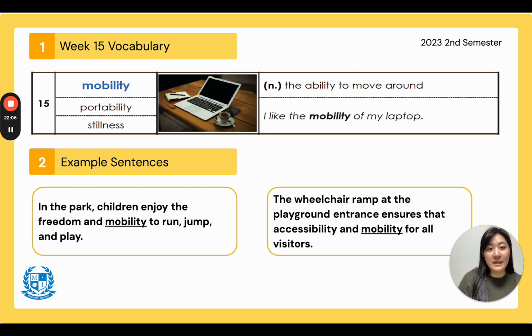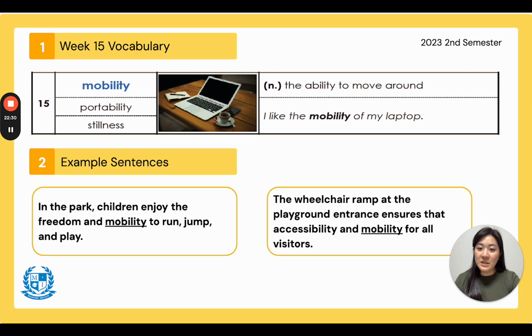I like the mobility of my laptop, meaning I'm able to move and take my laptop around from home to the bus, to school, to the library. The mobility. I'm able to move it around a lot. Repeat after me. I like the mobility of my laptop. Very good. Example sentence 1.